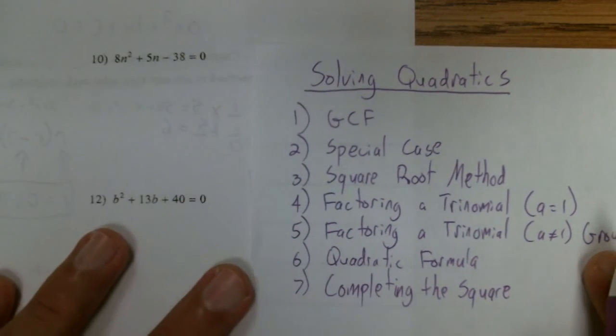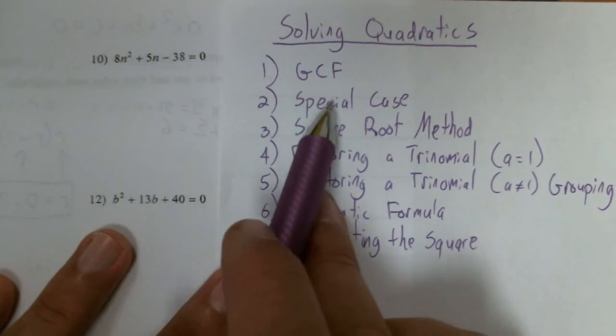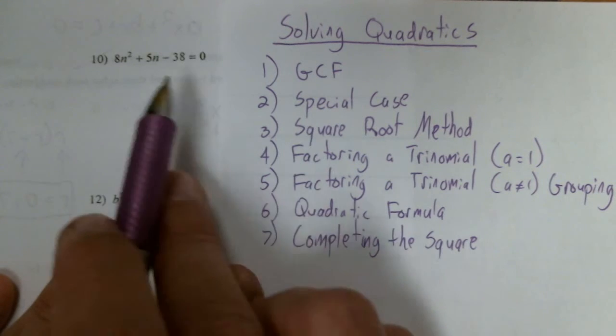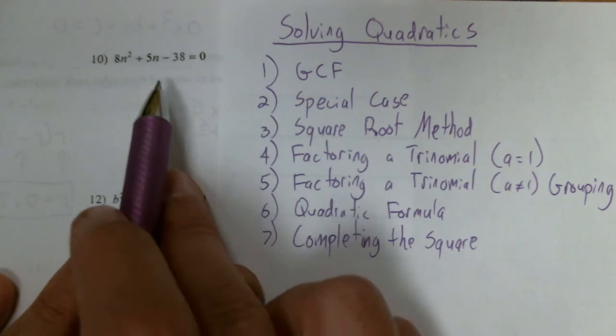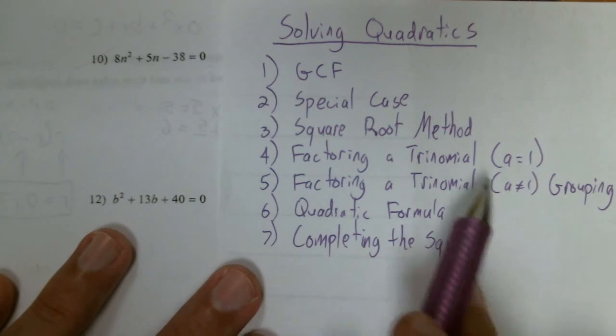Number 10. Okay, GCF, no, there's a C term. Special case, no, that's not a perfect square. Square root, no, there's a middle term. Factoring when A is 1, no, A is not 1. Factoring a trinomial where A is not 1.